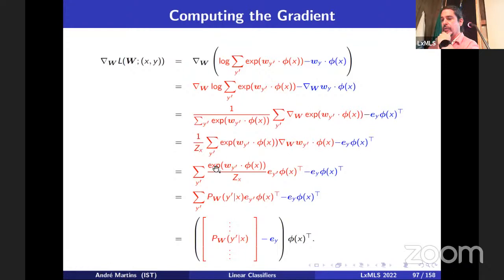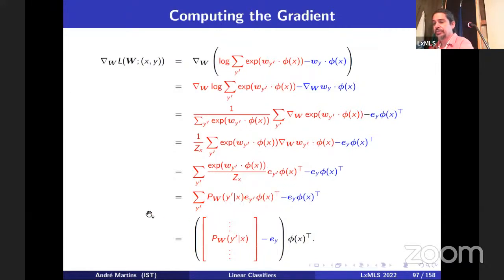And now we can put Z_x inside the sum again. The gradient of this part is very similar to what we have in blue, but here we have y prime instead of y. The gradient is going to be a one-hot vector with respect to y prime times phi of x transposed. And this part here, you might recognize as exactly our definition of the probability of y given x. So it's exponentiating the scores and dividing by the normalizing factor Z_x. So this is exactly p of y prime given x times these things.